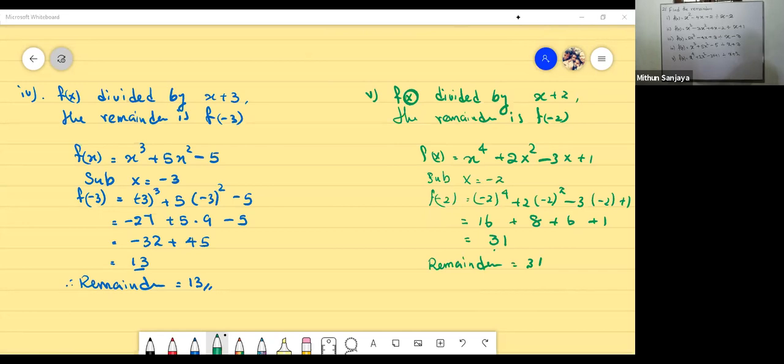Plus 5x squared. Here we have x cube plus 5x squared minus 5. Finally, plus 5x squared. Then we substitute x equal minus 3. Okay. Right. Then these are the remainders.